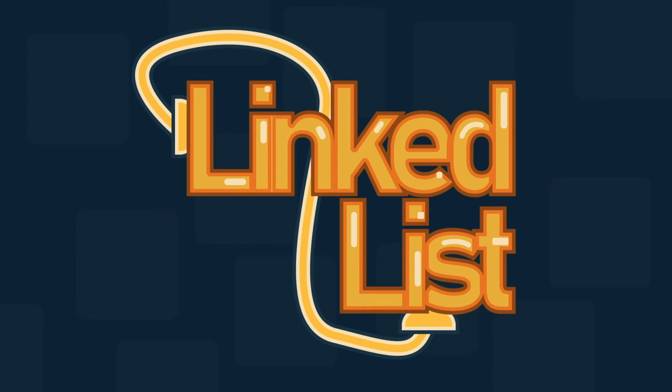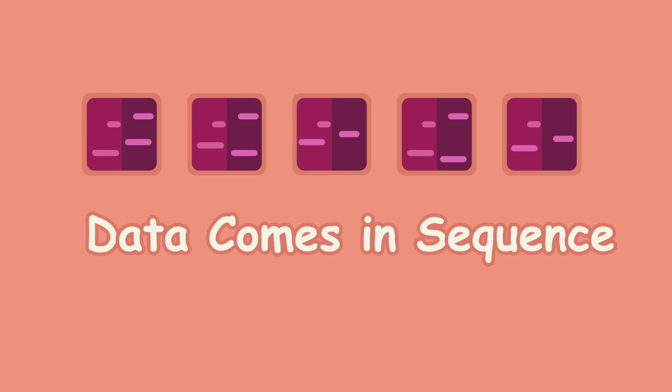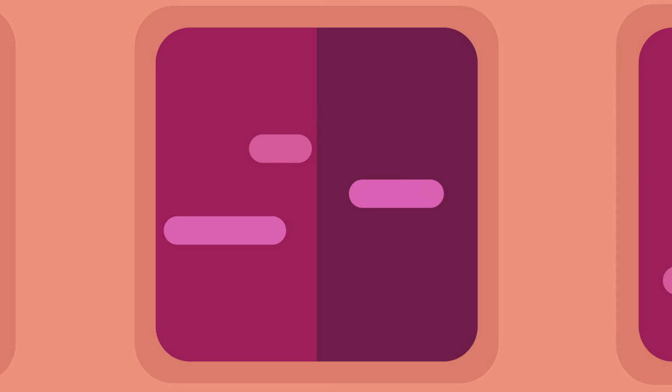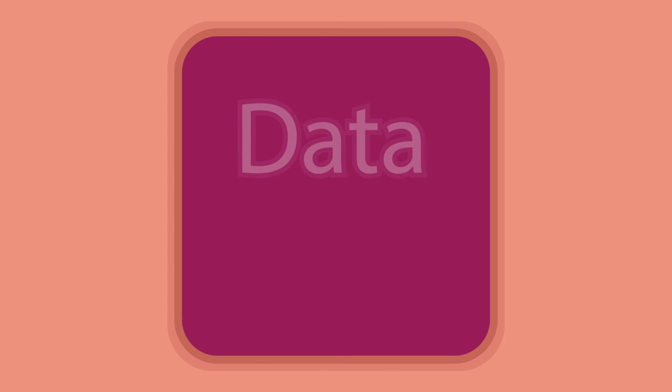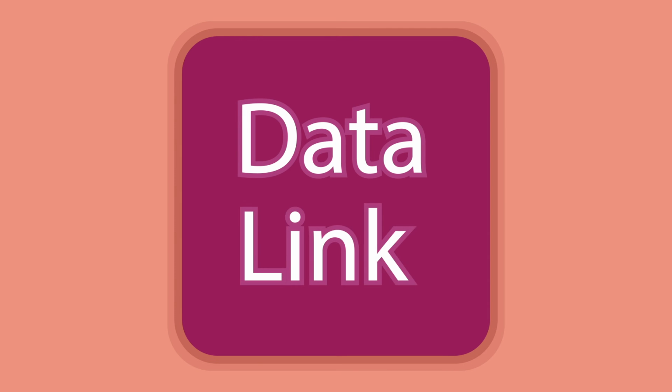Linked list. A linked list is a linear data structure. A linked list consists of nodes, and there are two things inside a node: the data or value and a link or reference to the next node. Let's try them in our code editor.